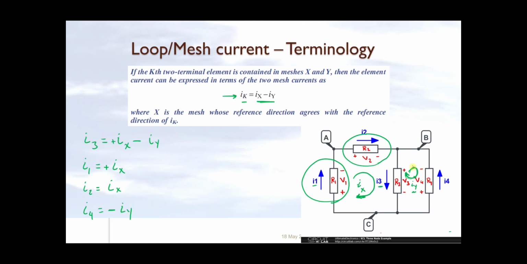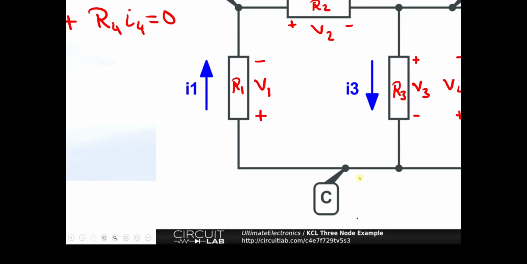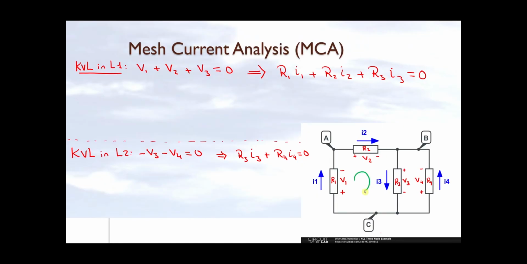So now I represented the 4 different currents that I have in terms of only 2 mesh currents. And now if you go back to our KVL equations and replace each of those currents in terms of the corresponding loop currents, I'm going to have simplified equations in terms of only 2 unknowns, which are the loop currents Ix and Iy. So let's do it together.